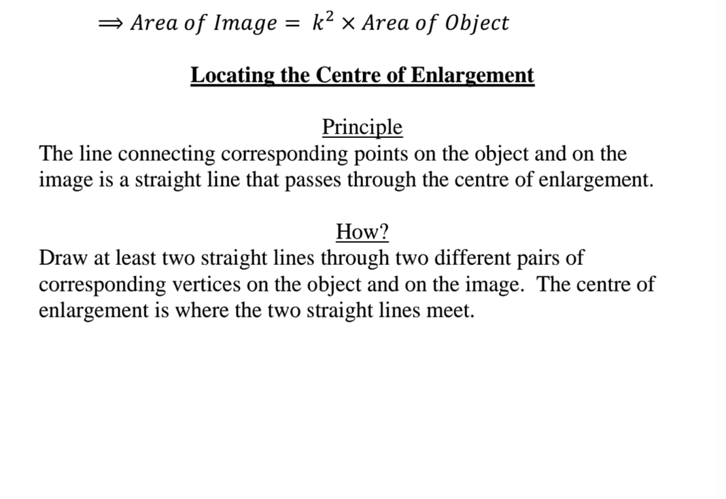How do we do that? First, we have to draw at least two straight lines through two different pairs of corresponding vertices on the object and the image. The center of enlargement is the point of intersection of these two lines. All right, in the next example, we'll get to see this in action.